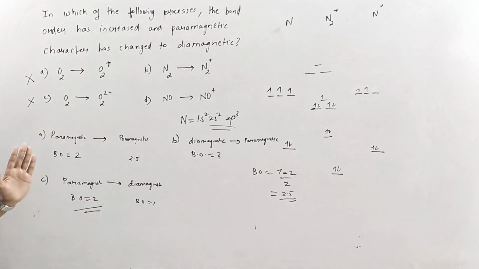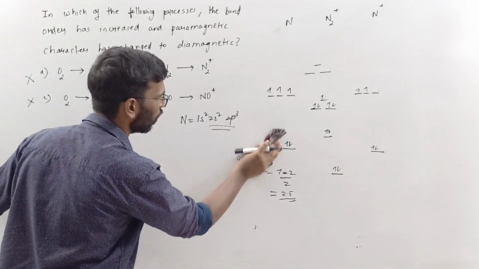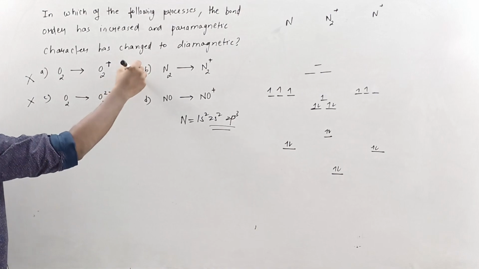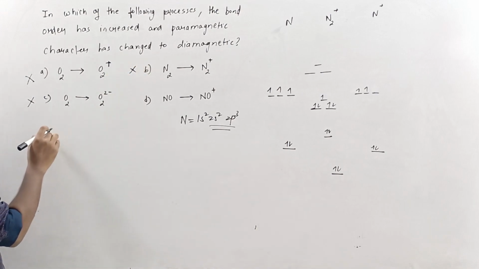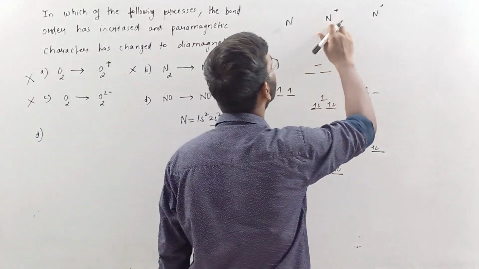I'll clean this. I will require this space. I think the answer should be D because all these options are incorrect. So the answer should be D. So for option D, let's write the NO structure. How will the NO structure look?